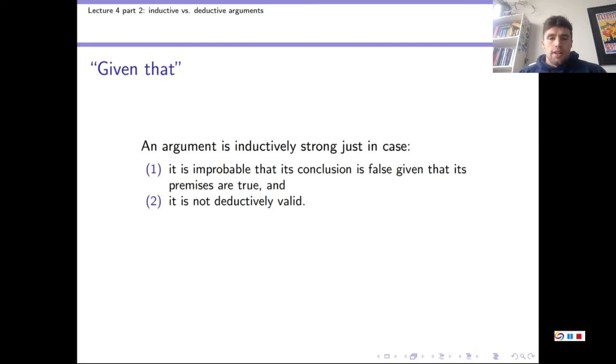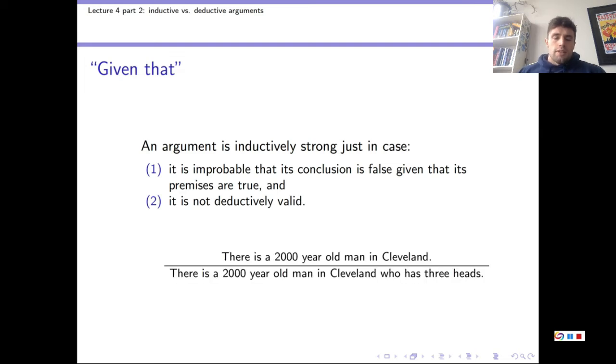Here's an argument. This is an example from the book. It says, there is a 2,000-year-old man in Cleveland, therefore there is a 2,000-year-old man in Cleveland who has 3 heads. Now, this argument is not deductively valid, so it meets condition 2 on the screen there. Let's look at how we evaluate this argument according to condition 1, which said an argument is inductively strong just in case it's improbable that its conclusion is false, given that its premises are true.